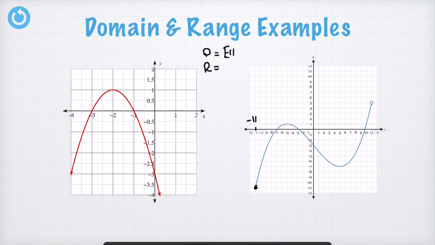And here, it looks like we're at +11. But you notice that it's an open circle. So that means that we can get really close to +11, but we can't quite get there.